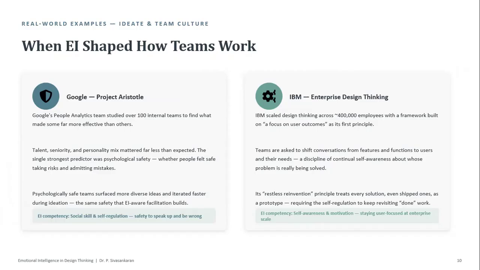The next example is about team culture and innovation. Google's Project Aristotle revealed that psychological safety is the strongest predictor of successful teams. IBM's enterprise design thinking emphasizes user outcomes, continuous improvement, and collaborative innovation. These organizations illustrate how emotional intelligence strengthens creativity, teamwork, and organizational success.